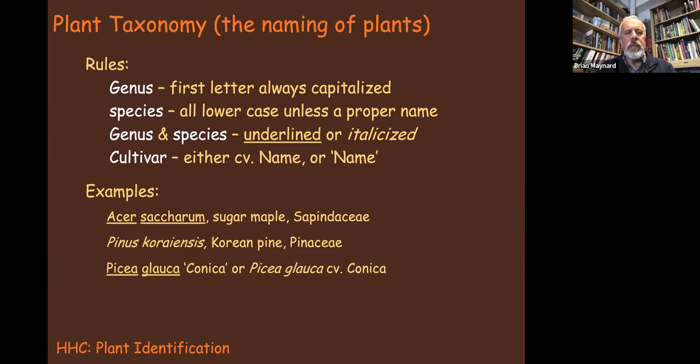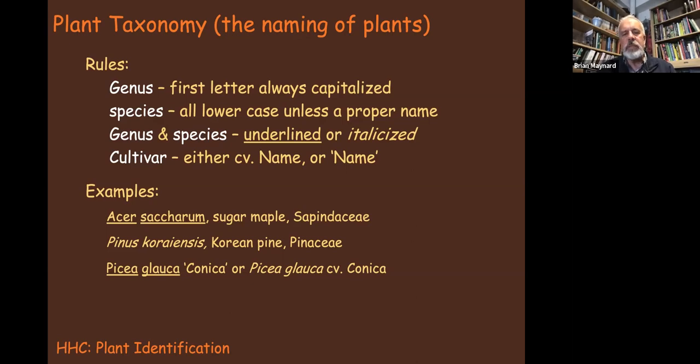And then the cultivar, if we're using that, can either be the cultivar with the name or name in single quotes. So the examples below show some different ways, proper ways of writing plant names. For example, Acer saccharum, the sugar maple. Acer saccharum is underlined. Acer is first letter capitalized, saccharum is lowercase. Sugar maple is the common name, typically not capitalized unless it's a proper name.